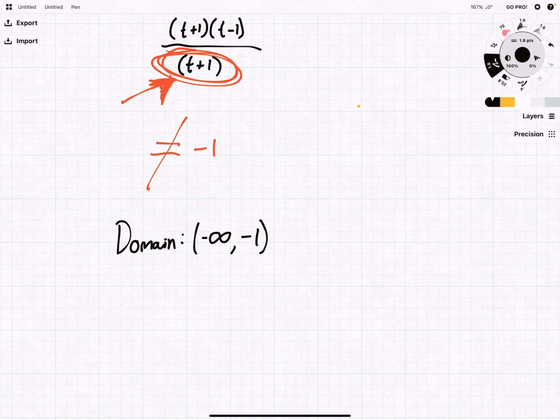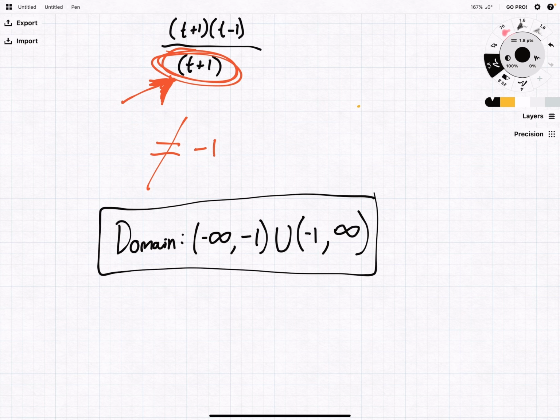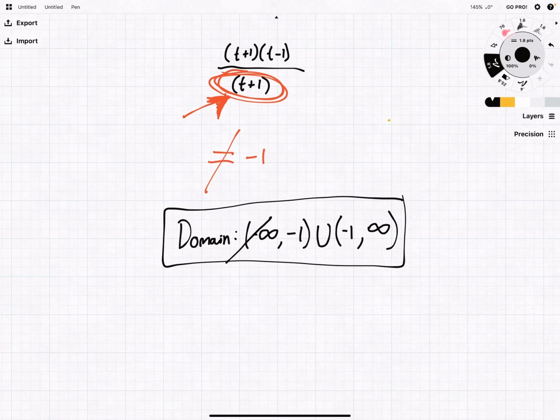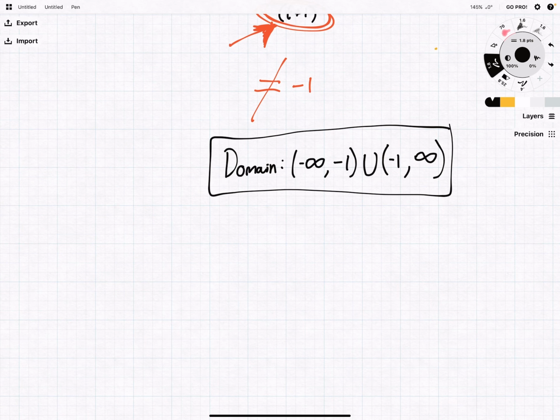Then we're going to use this big U, which means union. That pretty much means including. So we'll say including open bracket, -1, all the way up to positive infinity. So what we're doing here in our statement is we're including every number except for -1 itself. And that's the first half of our problem. So that shows us our domain. Now they want us to sketch it. So let's go ahead and do that.